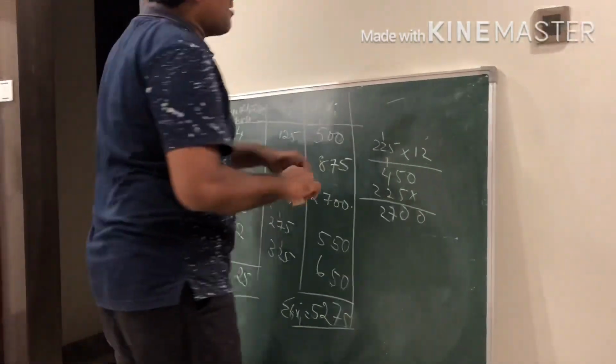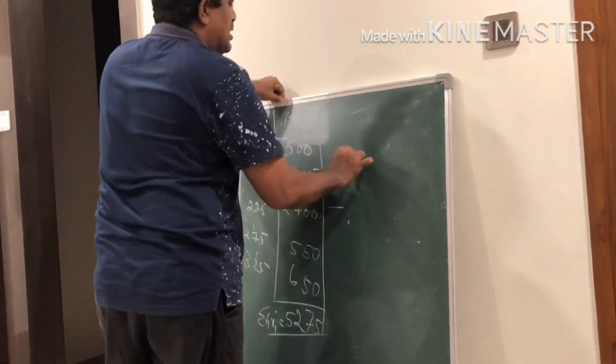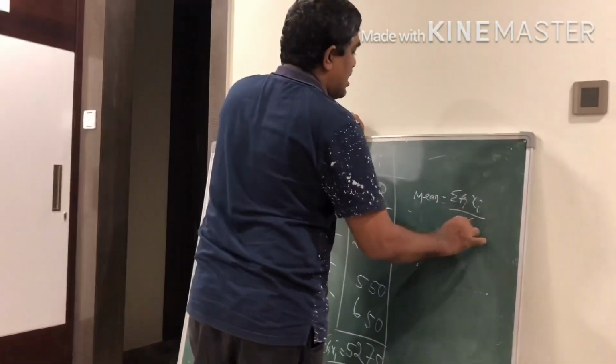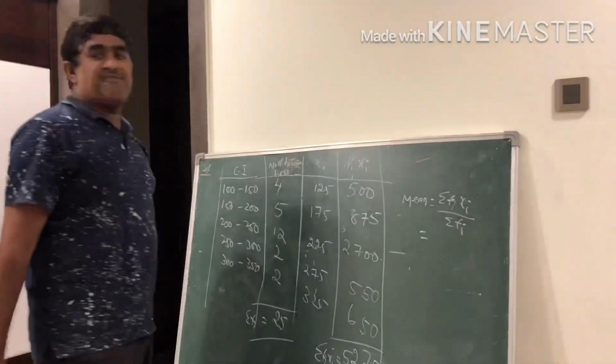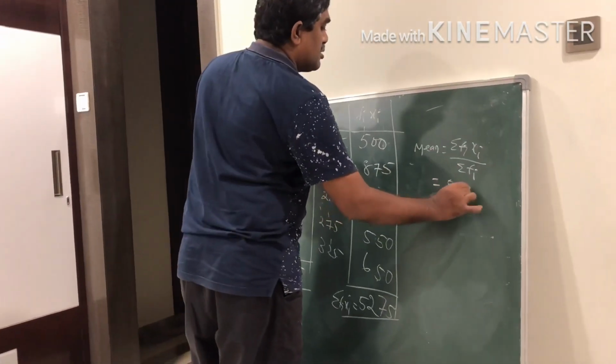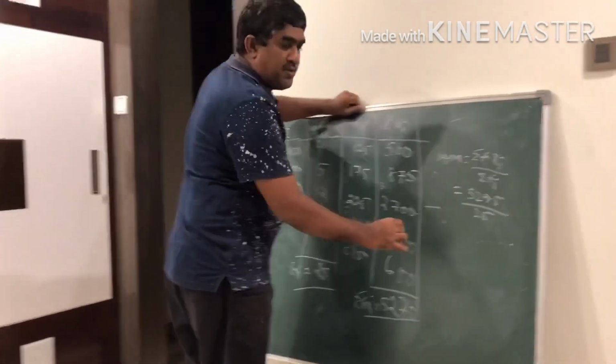Now what is the mean formula? Mean equals sigma fi xi by sigma fi. What is sigma fi xi over there? 5275 by 25. So divide by 25.